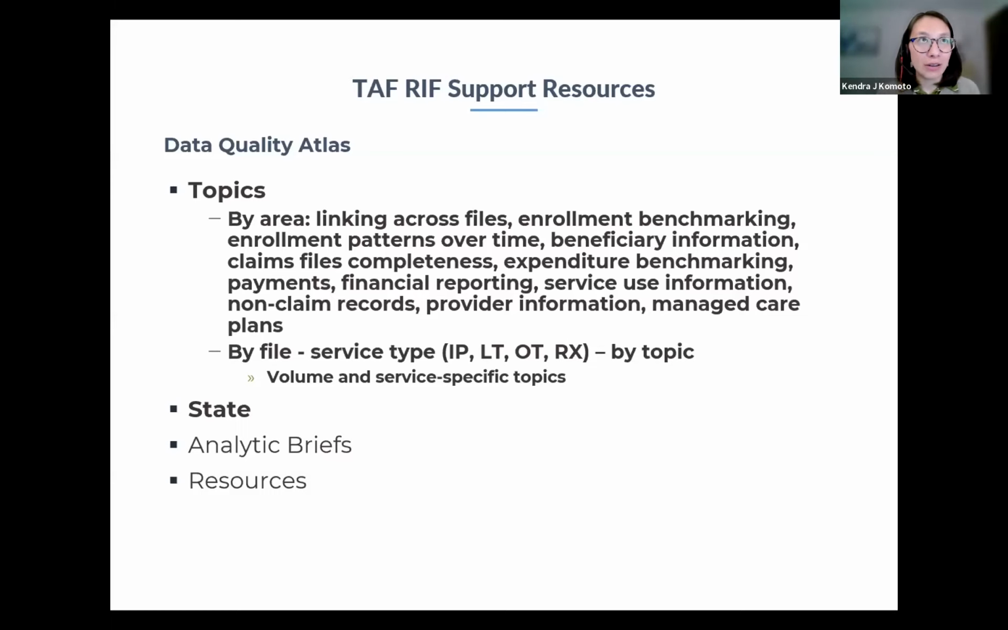So I just listed all the topic areas. And then within each of those areas, there are specific topics. So within linking across files, there's a description of linking claims to beneficiaries, linking expenditures to beneficiaries, linking claims to providers, and linking beneficiaries to managed care plans. That list of topics is comprehensive, but then there's also a way to view by file type. So if you're only interested in a specific service, you can pull all the relevant topics for that specific service type.